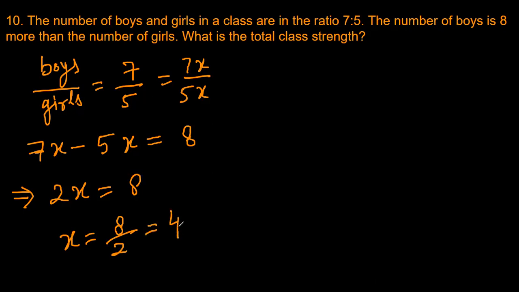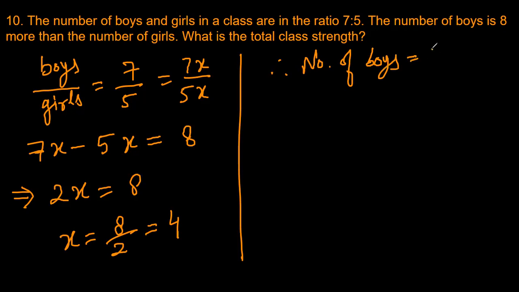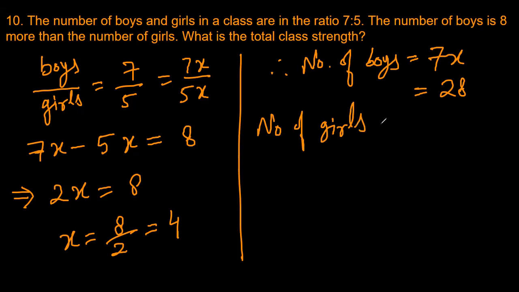That is 4. If x is 4, therefore the number of boys, which is 7x, means 7 into 4, that is 28. And the number of girls is 5x, and 5 into 4 is 20. Now you see the difference, 28 minus 20 is 8. So satisfied. That means the question is right.